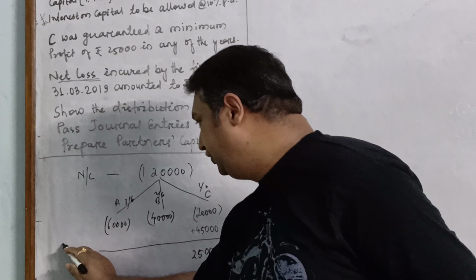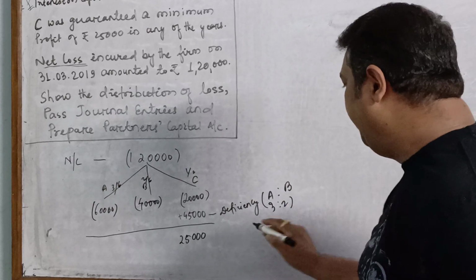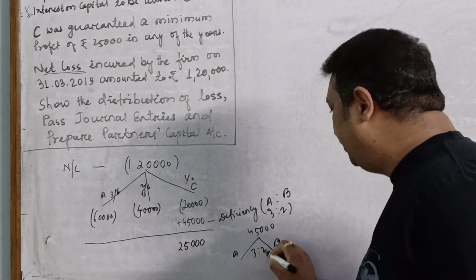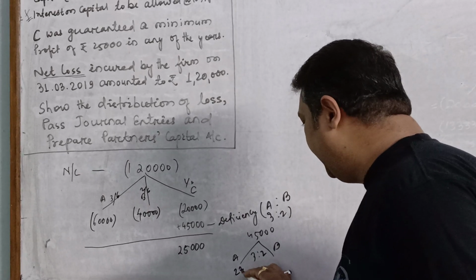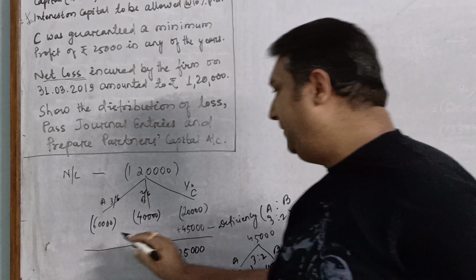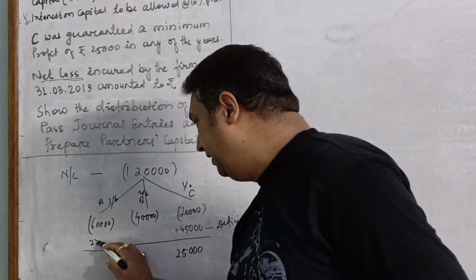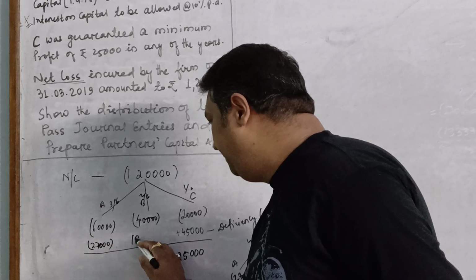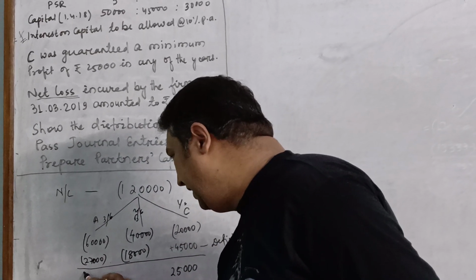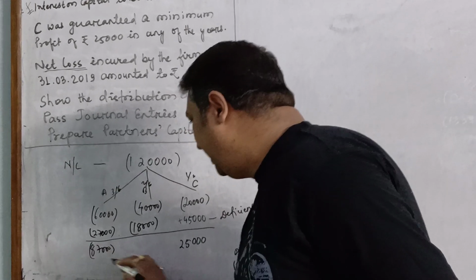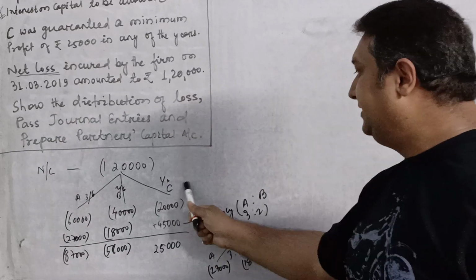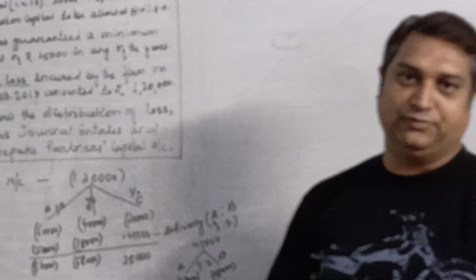So the amount of deficiency of 45,000 will be distributed between A and B in the profit sharing ratio 3:2. So it will be 27,000 and 18,000 respectively. A will pay 27,000 and B will pay 18,000. Because of this, the net loss of A will be 87,000 and for B it will be rupees 58,000, whereas C will incur a profit of rupees 25,000.